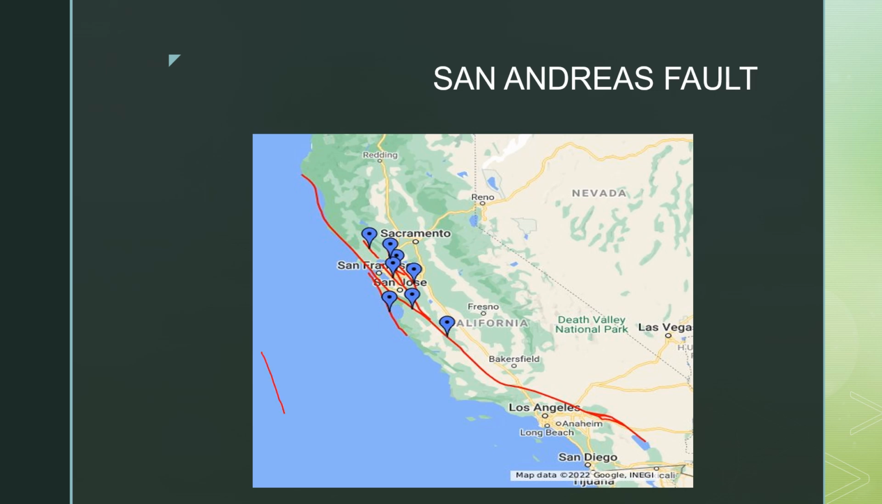This plate is the Pacific plate, and this plate is moving northward, and the other one is the North American plate, which is sliding past this plate. So this region has a transform plate boundary. This region is very famous for transform plate boundary.